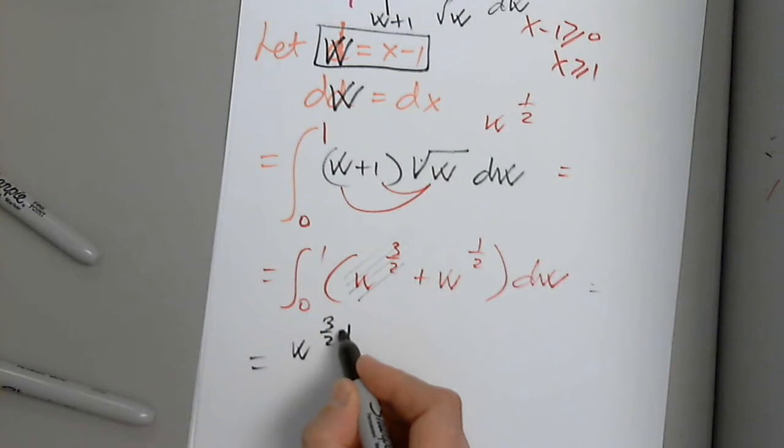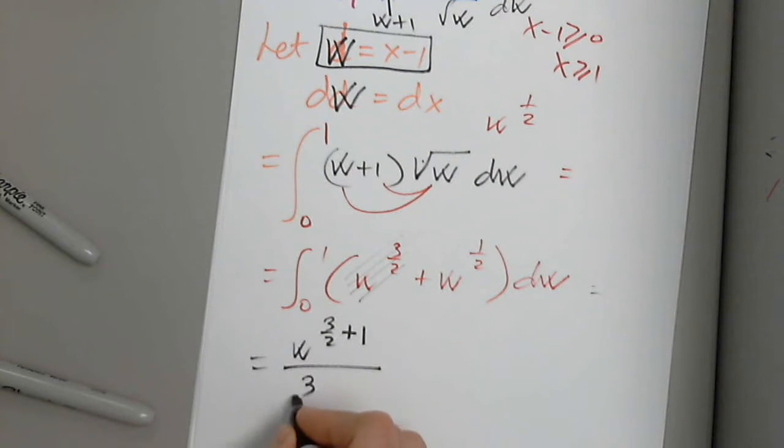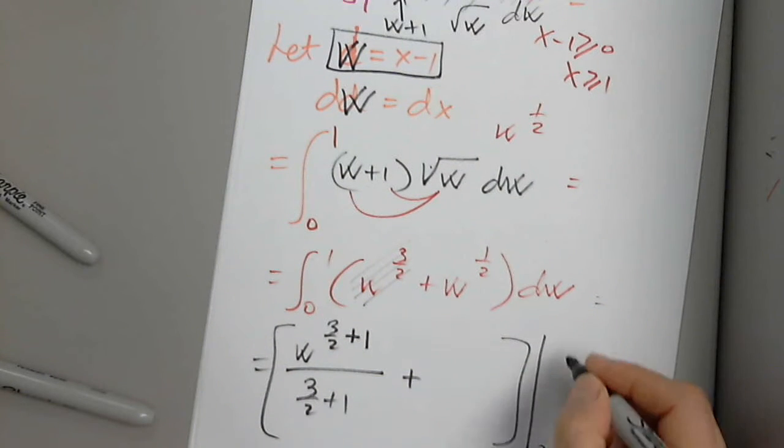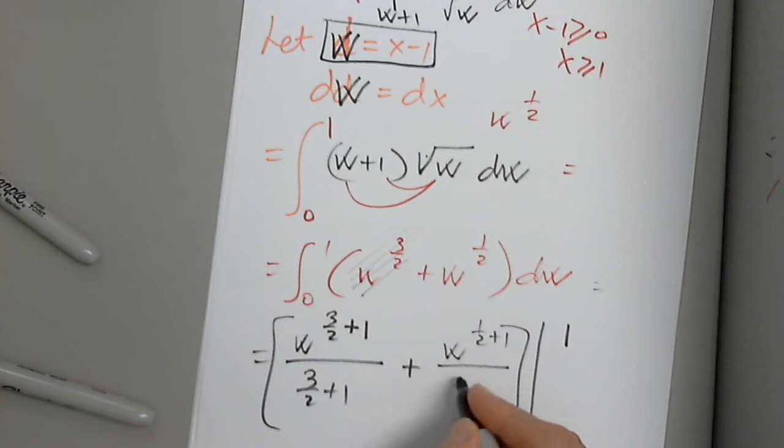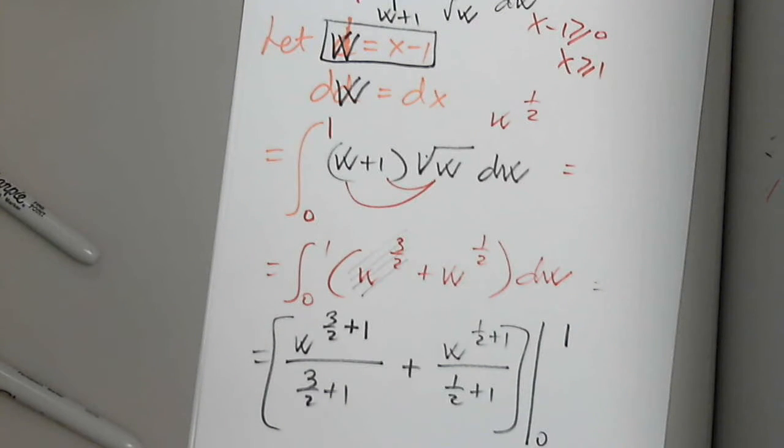3 over 2 plus 1, W to 3/2 plus 1, plus W to 1/2 plus 1 over 1/2 plus 1. You can skip this step. I just wanted to show everyone. Yes, Vicky? Is there a plus one in the exponent? Of course. Remember, it's x to the n. The integral of x to the n is x to n plus 1 over n plus 1. Yes, it is in the power.